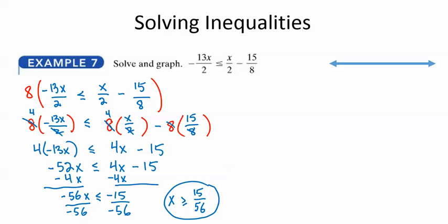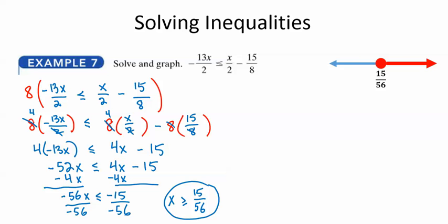All right, so we're going to go ahead and graph our solution here. When we do, we have our number line. We set up 15 over 56. Since there is an equal sign here, we are going to include 15 over 56 in the solution. So we start with a closed circle or a solid circle at 15 over 56. We graph in the direction of the solution, not the original inequality. We graph in the direction of x greater than or equal to 15 over 56, which is to the right. And so that is our solution to the original inequality.